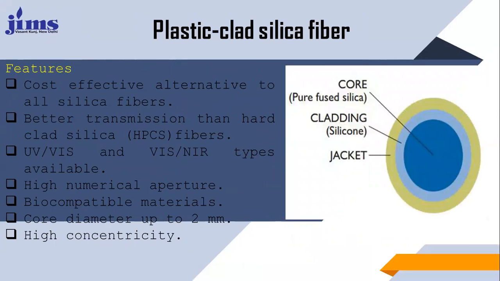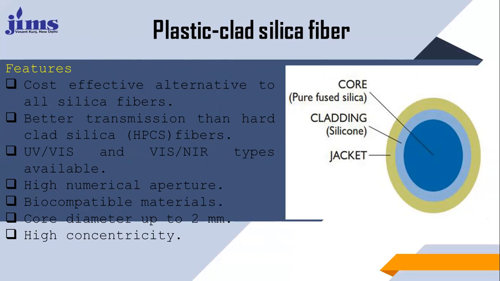Now coming to the plastic clad silica fiber, if you look at the picture, we have a middle region which we call the core. This is pure fused silica. Then a region which we call the cladding, and the outer surface is a jacket. The jacket protects the cladding as well as the core. The features of this plastic clad silica fiber: it is a cost effective alternative to all silica fibers. Better transmission than hard clad silica fibers.